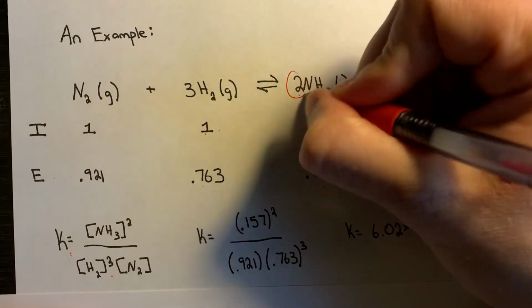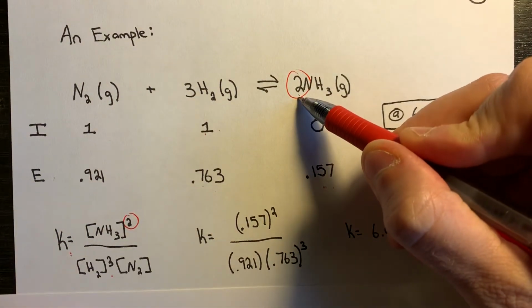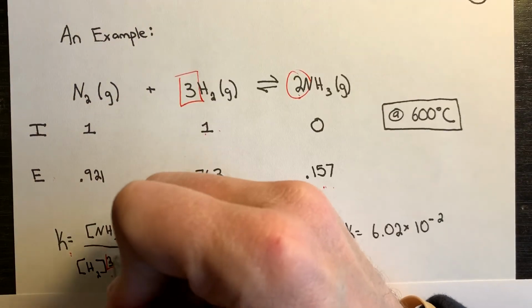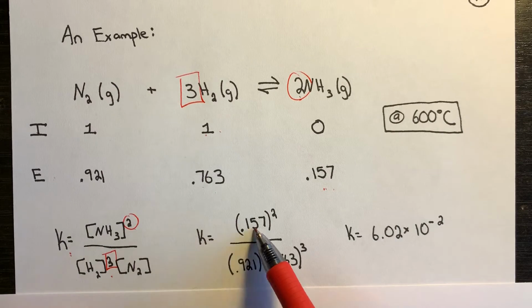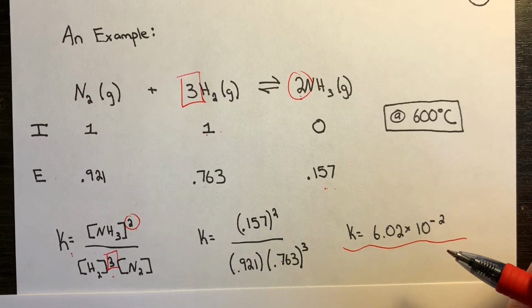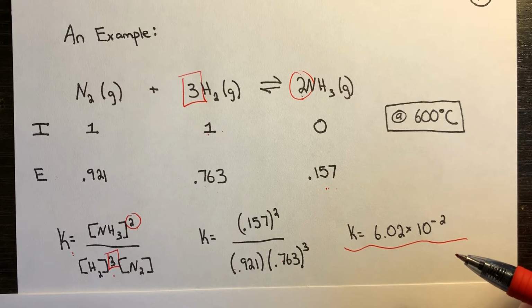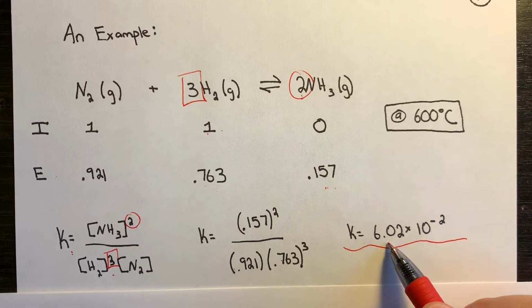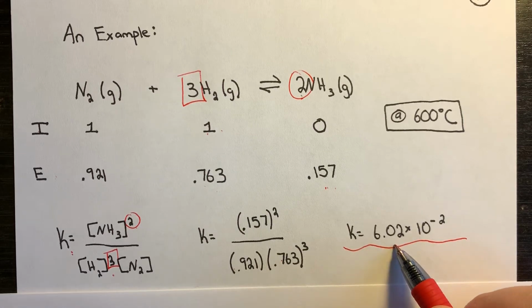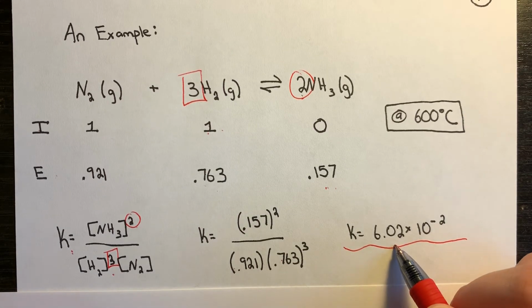We have to remember to take into account our coefficients and how they manifest as exponents in our equilibrium expression. We plug in our equilibrium concentrations, and we find that we get a K value of 6.02 times 10 to the negative second. And again, what this value literally tells us is essentially the ratio of product to reactant. Earlier we said that whenever you have a K value that's significantly less than 1, our reactants are going to be favored, right? And that's what we found.